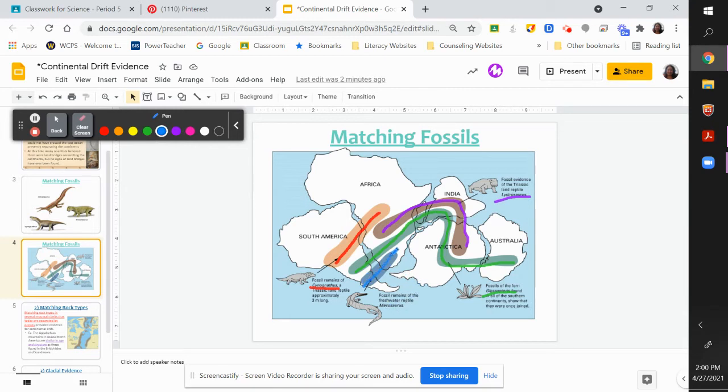Mesosaurus exists in South America and Africa. Right here they are, South America and Africa. So there's remains of these. If they were once connected, then that's why we have those fossils in that area. And that's what his theory is. So this is how he's proving that there are matching fossils and that Pangaea, the really large landmass, once existed.